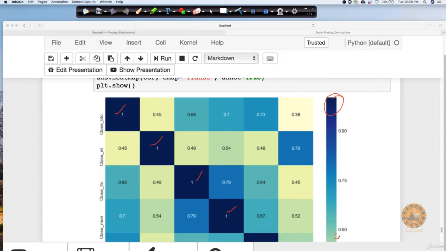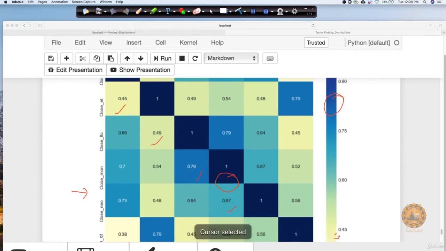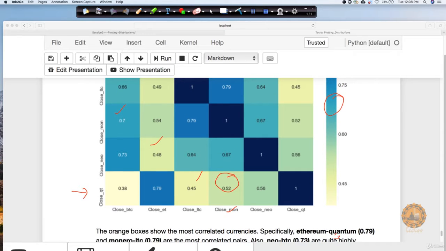So how do we read this data? Let's say we can see 0.79, that means close_ITC, and the second part, let's go and check that, what is this, close_mon, right?